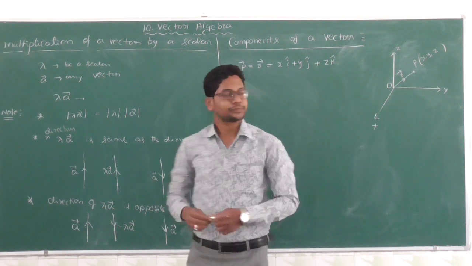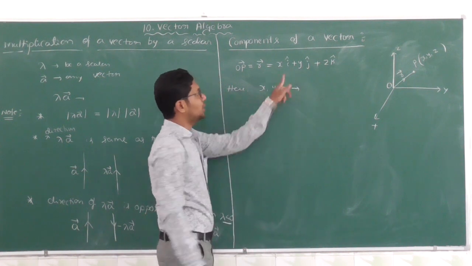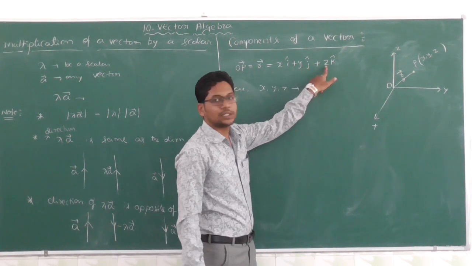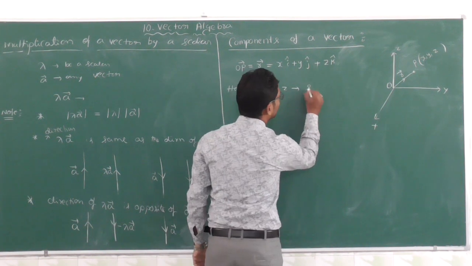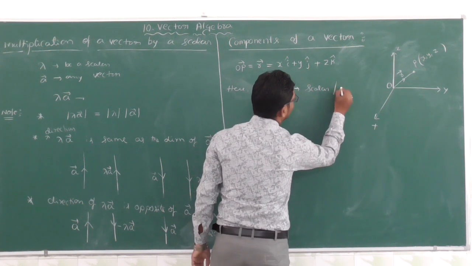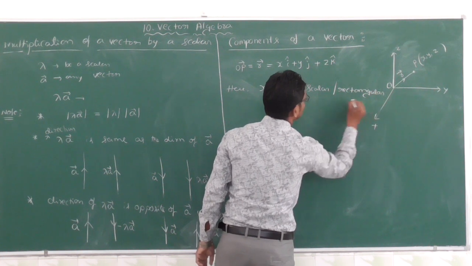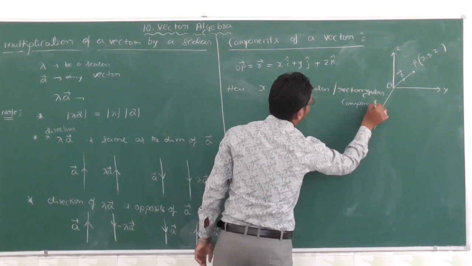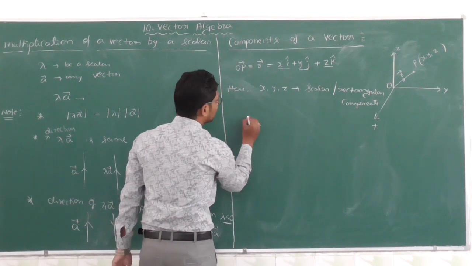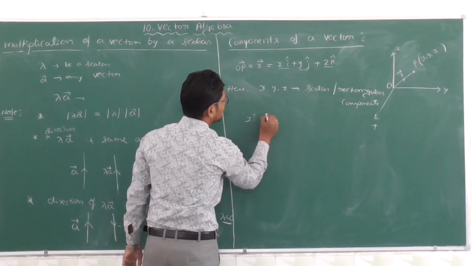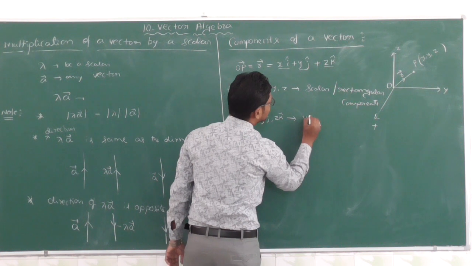Right? Here x, y, z are called scalar components or rectangular components. Okay. Next one. x i cap, y j cap, z k cap are called vector components.